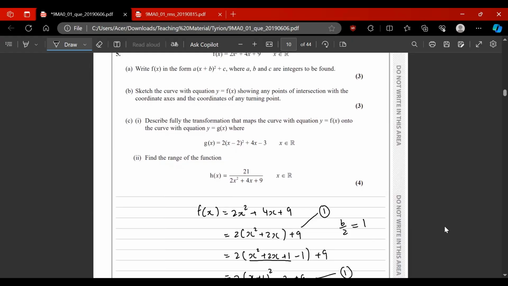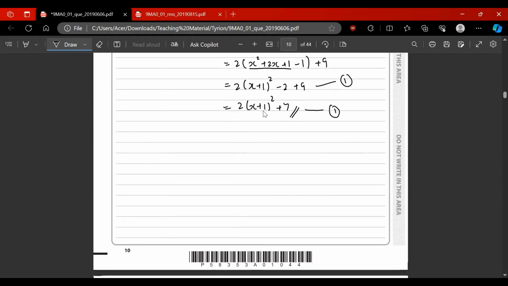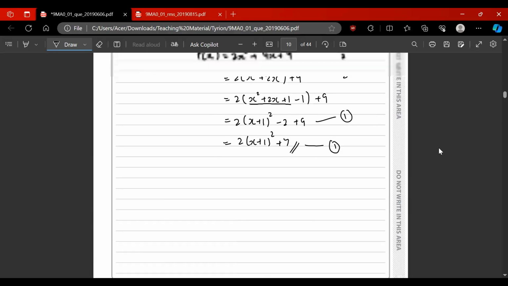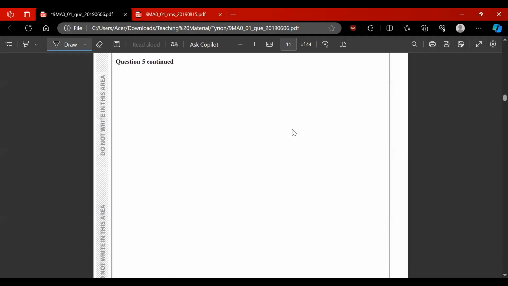So on to part B. Sketch the curve with the equation y = f(x), showing any points of intersection with the coordinate axes and the coordinates of any turning points. So we can make use of the complete square form here to help with sketching our graph. We know the minimum point is going to be given by the coordinates (−1, 7). And we also know the intercept would be 9. So we can then sketch it over here.